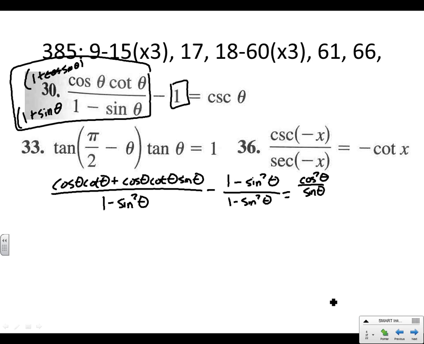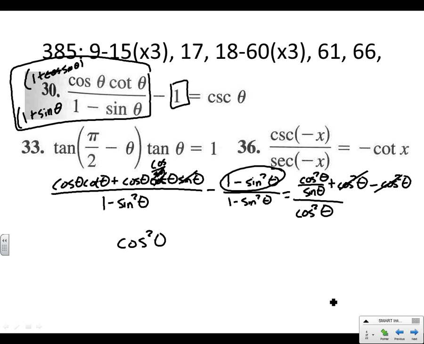Plus cosine times cotangent times sine. Cotangent is cos over sine, so the sines cancel out, and we're left with plus cosine squared theta minus 1. I'm sorry, this turned into minus cosine squared theta. That works out nicely because these are out of here, and we're all over a cosine squared theta in the denominator. So we'll finish this off.